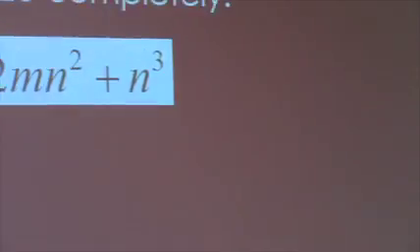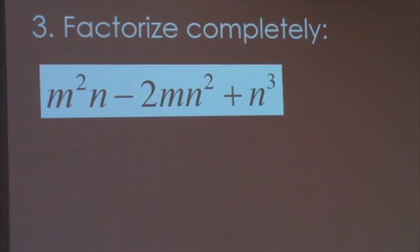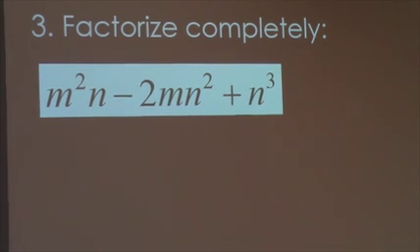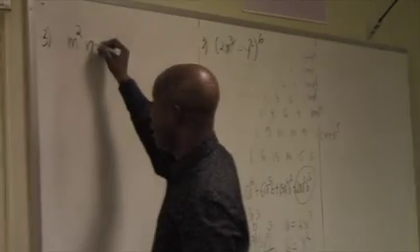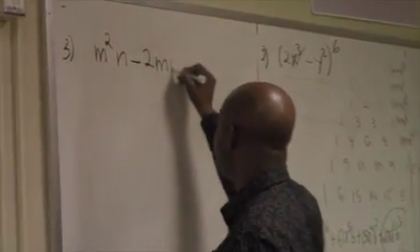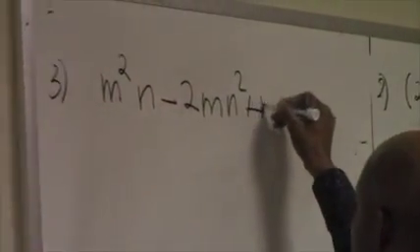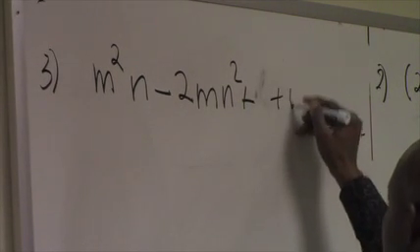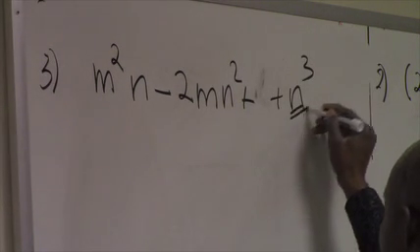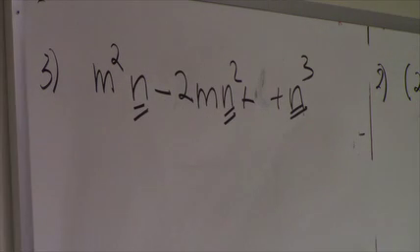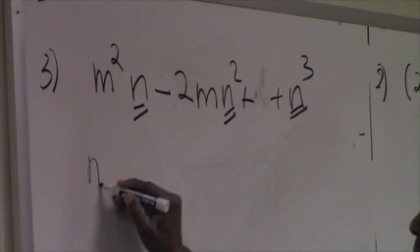So for this problem, we are supposed to factorize completely. One of the things we want to look for first is the greatest common factor. Looking at problem number 3, we see that n is everywhere. So that is a common factor, and we can take that out. Like I said, we see that n is here, n is here, n is here. But the highest power of n that is shared is actually n. So we can factor out n from here.